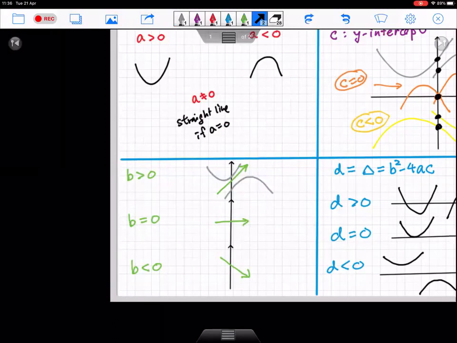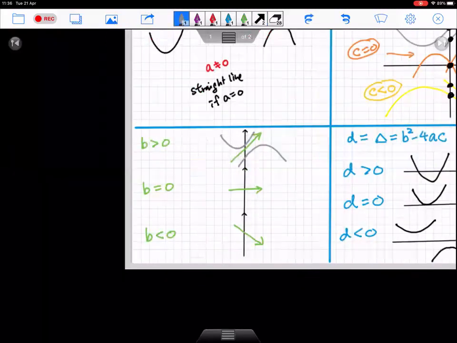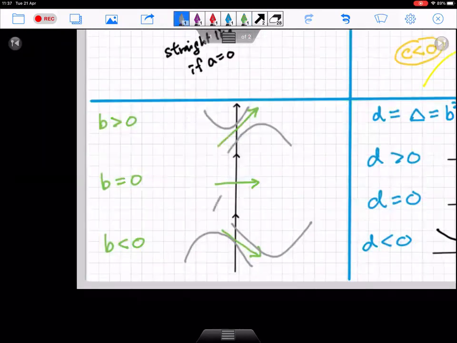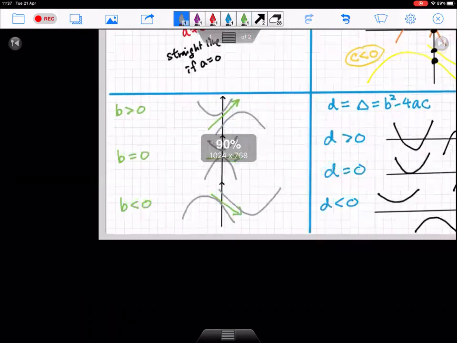So when B is a negative number, it is like this, right? The graph is coming down like this, or like this. These are negative B. You see the parabola is going down when it crosses the y-axis boundary. When B is 0, it is flat. It is not going up nor going down, so it is something like this, or something like this. It is horizontal.